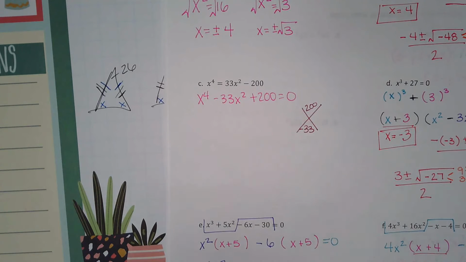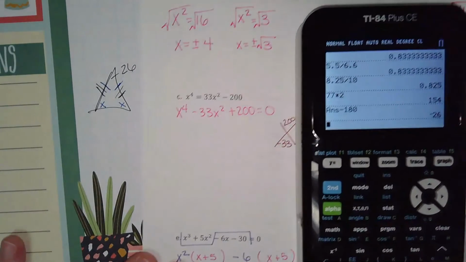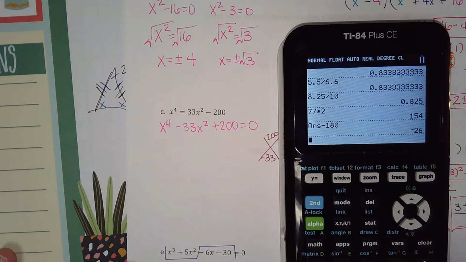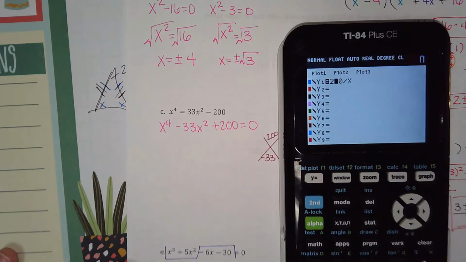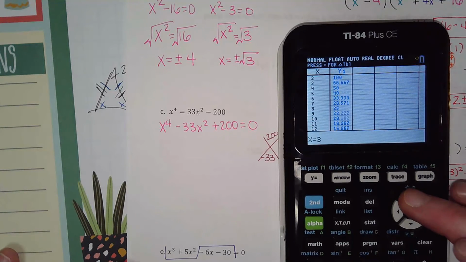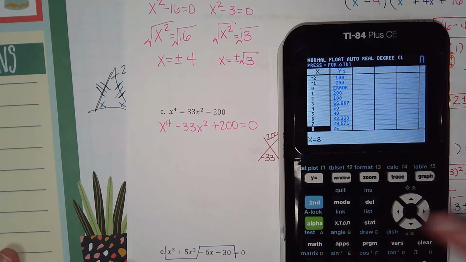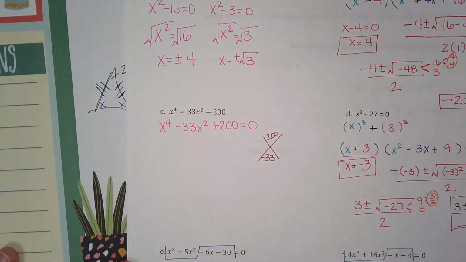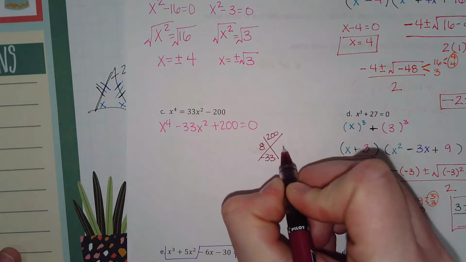But if you don't know your numbers, how do you use your calculator? Yeah, go y equals, type in 200 divided by x, then go second table, and then you're going to find numbers that give you values that get you to 33, which there's 8 and 25. Okay? So this is 8 and 25.